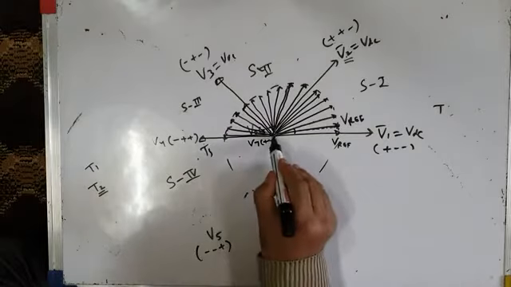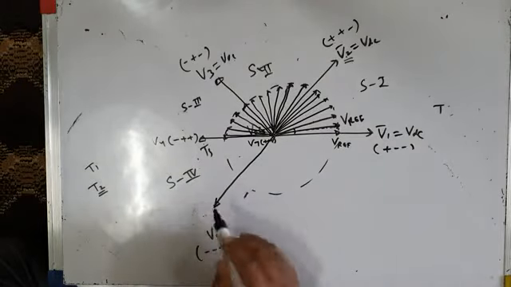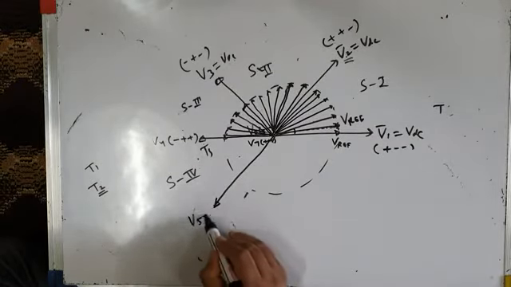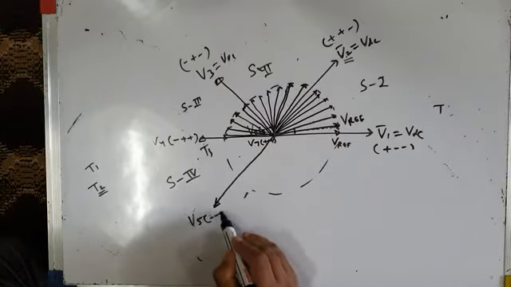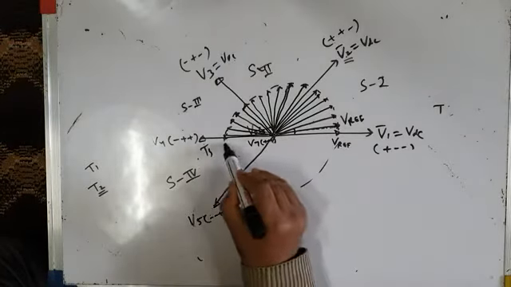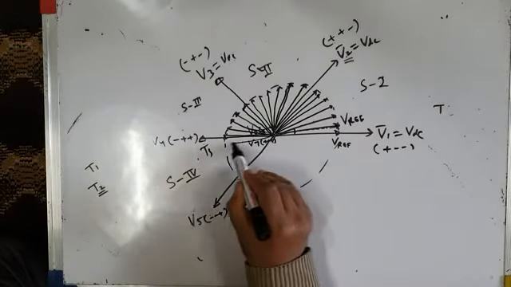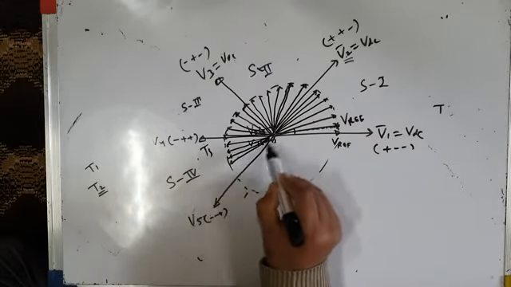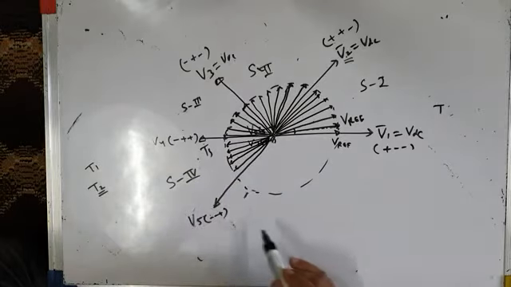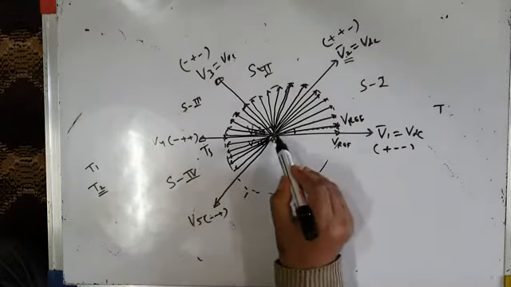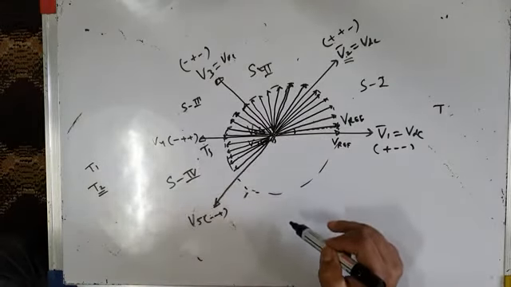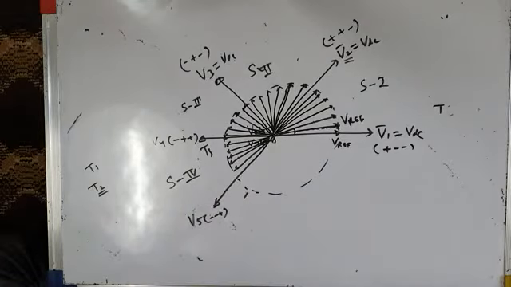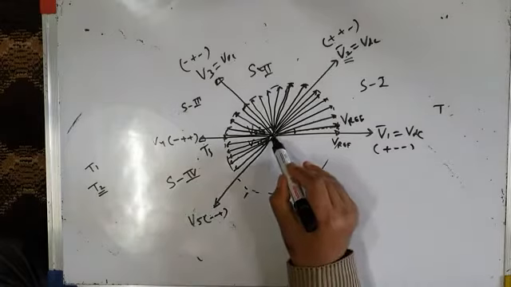It is like this. This is V5, minus minus plus. And then your reference vector will keep on rotating like this, using the same logic as we have used in other sectors. This is sector 4. Then I have sector 5.